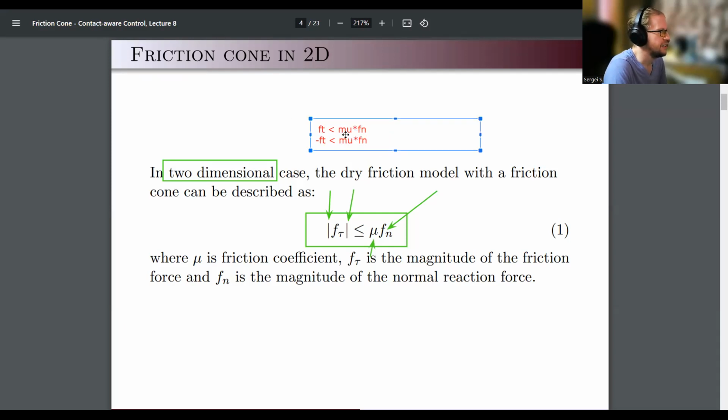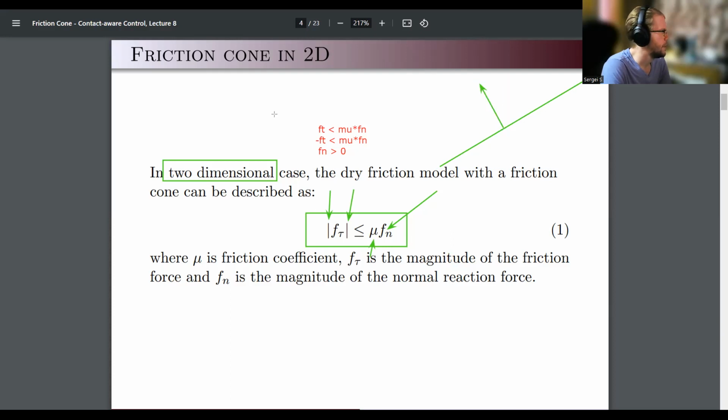In this case, fn is always positive, right? Fn is always positive. We can just assume that by convention. We say that fn is positive. We don't have to do it like this, but it makes sense for simplicity because the normal reaction force has to be pushing off the ground. Okay, so let me just draw it so you would understand what I mean. Let's say this is a surface. A normal reaction force has to be like this.